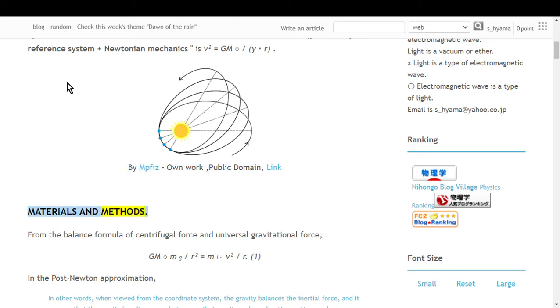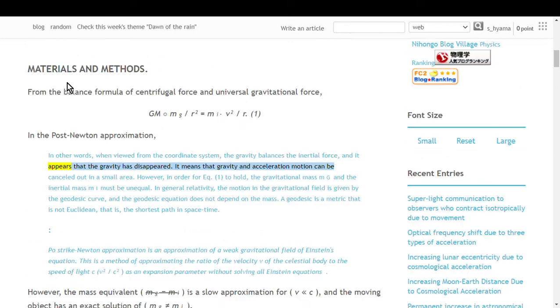Materials and methods. From the balance formula of centrifugal force and universal gravitational force, G m_g M / r^2 = m_i v^2 / r, (1). In the post-Newton approximation, in other words, when viewed from the coordinate system, the gravity balances the inertial force, and it appears that the gravity has disappeared. It means that gravity and acceleration motion can be cancelled out in a small area. However, in order for Eq. (1) to hold, the gravitational mass m_g and the inertial mass m_i must be unequal.